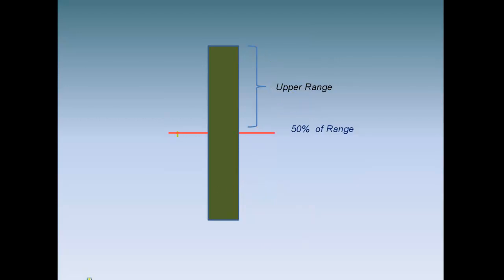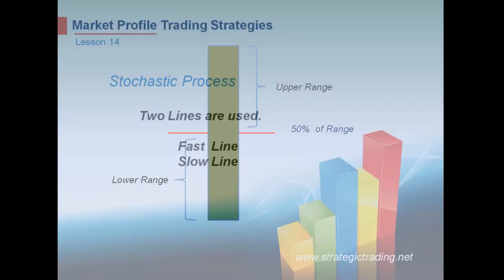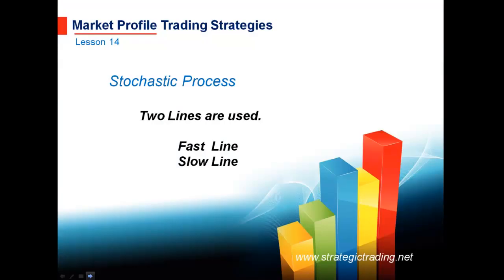So by the same token, if in fact the price closes at the lower end of the range, then obviously the market wants to move lower. All right, let's take a look at how the stochastic processes this information and makes it useful for us.